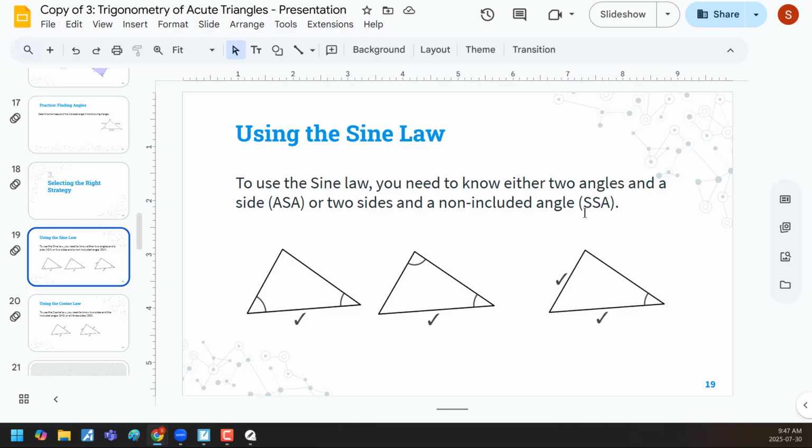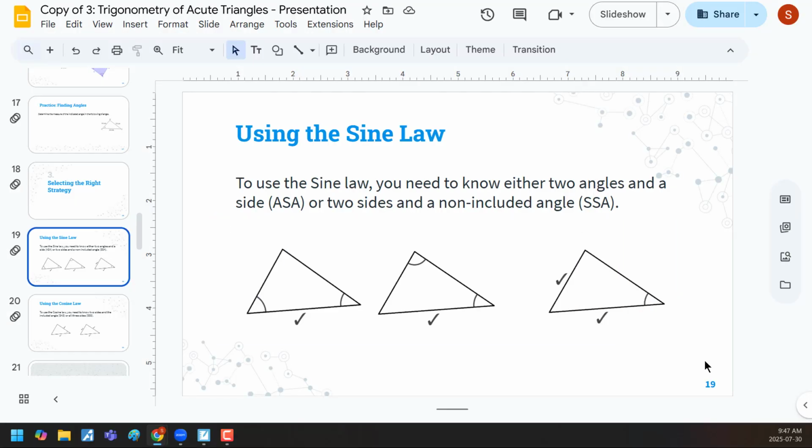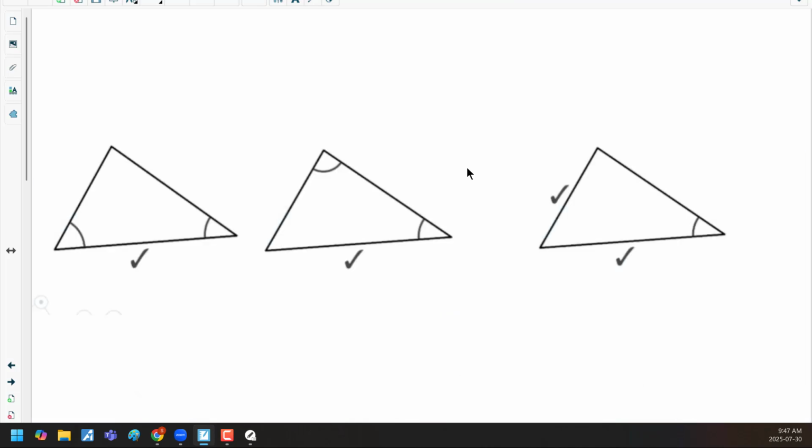Or if you have two sides, SSA, two sides and an angle. Not included angle means the angle that's not between the two sides. So it has to be any other angle except for the angle in between the two sides that are given. So what do I mean by that? This is for sine law.